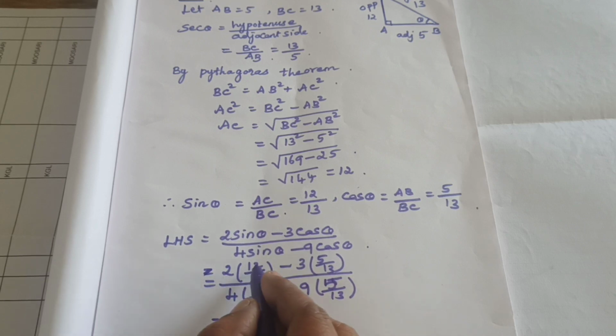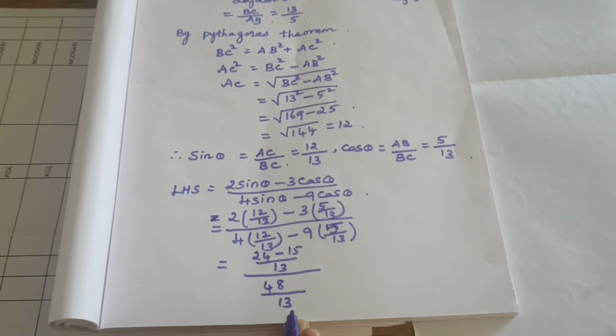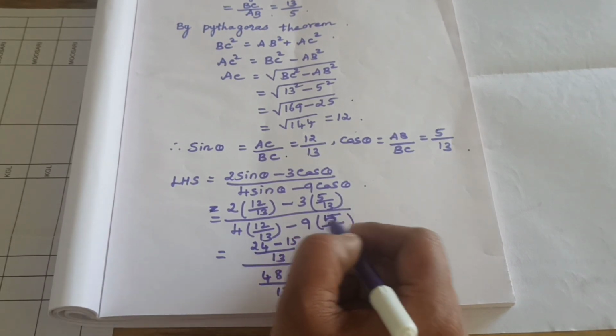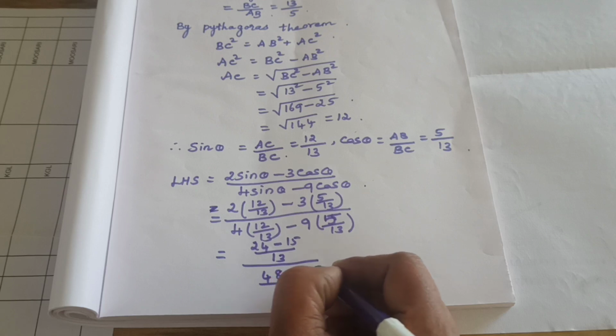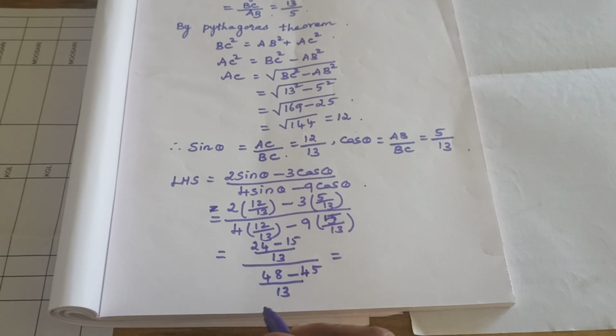2 into 12 is what? 24, isn't it? Minus 3 fives are 15. The whole divided by, and here also LCM is 13. Correct? 4 twelves are 48, minus 9 fives are 45. Then equal to, shall we cancel this 13 and 13? If you take the reciprocal also, then we can cancel, isn't it?